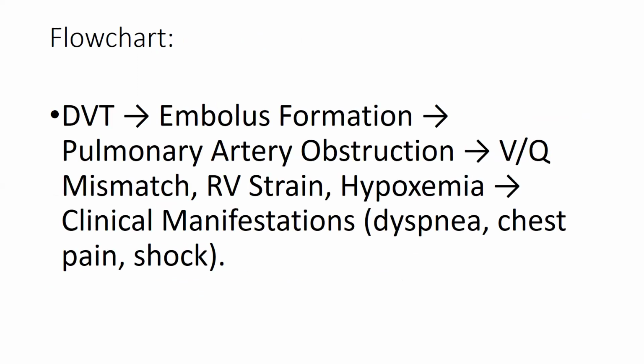All right, so this is the flow chart. DVT forms in the lower limbs or in the pelvis, and this embolizes into the venous system, goes into the pulmonary artery, causing obstruction. This will lead to ventilation perfusion mismatch, right ventricular strain, and hypoxemia, and all this will show in your clinical manifestation of dyspnea, chest pain, and shock.